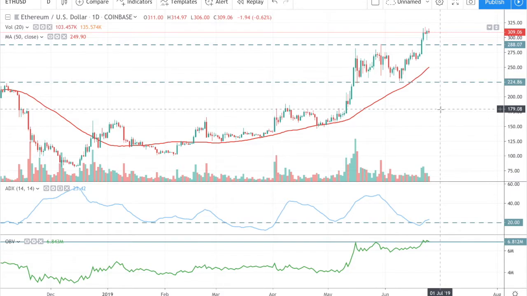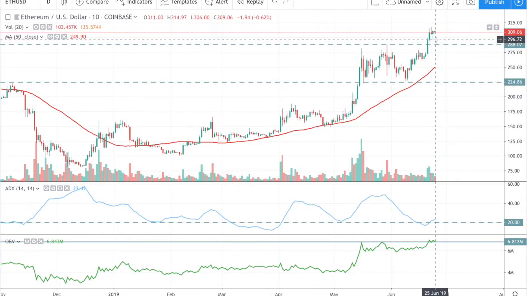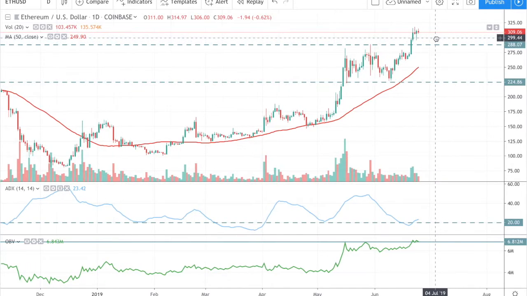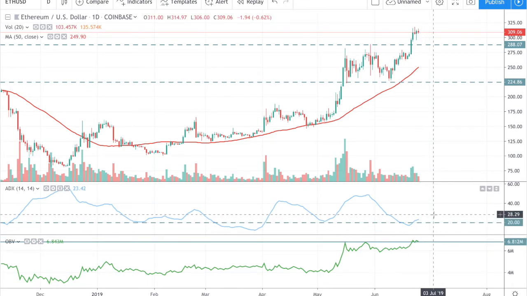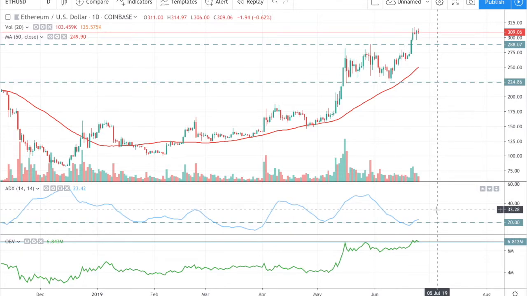So we'll see how this plays out. It looks like we did somewhat of a test on a daily for this 288 level. We'll see how ETH is going to perform. I'm going to watch that OBV very closely. ADX, obviously if we go higher, that's going to go higher as well, which is going to signify that we are in fact not in a trending market condition.